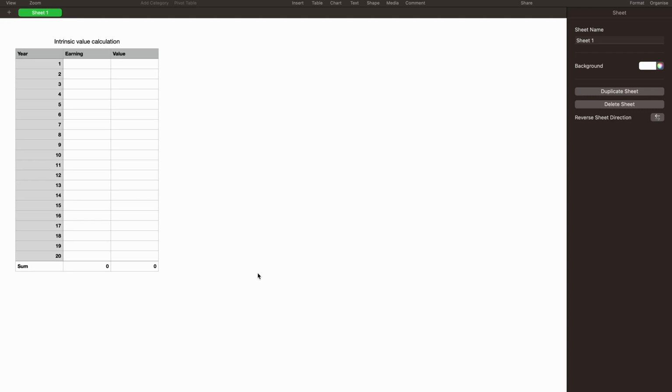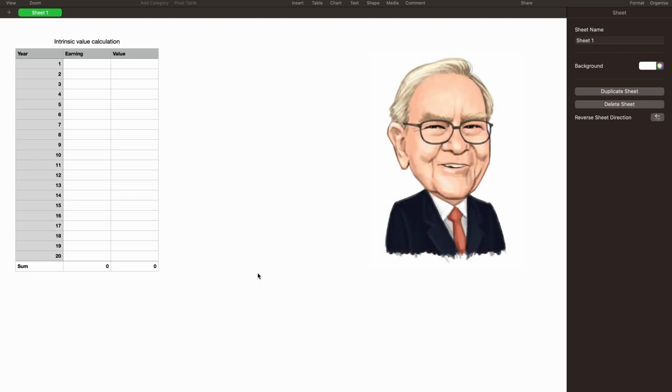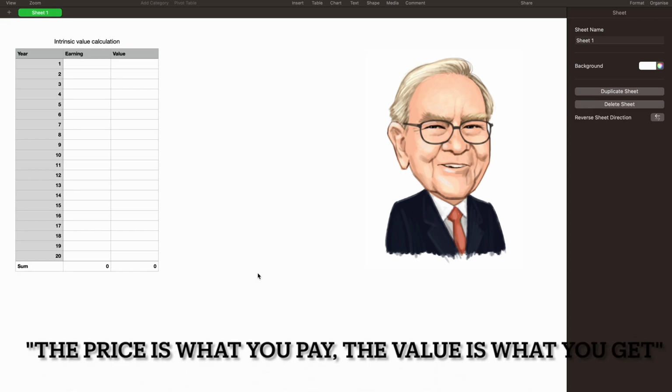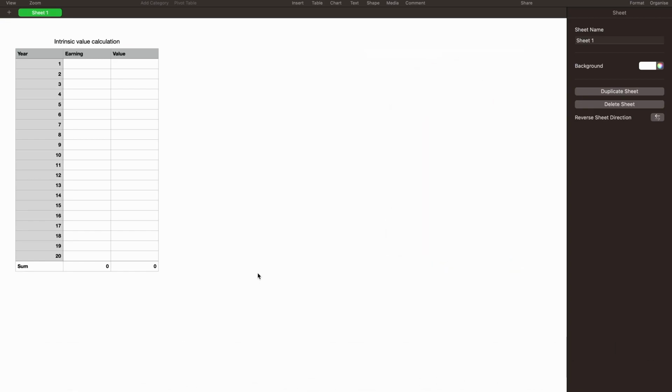The important thing to know here is, as Warren Buffett says, the price is what you pay for, the value is what you get. So we need to make sure that we are paying less than the value. That's why we do this calculation of the intrinsic value. Let's start with an example and then we can dig deeper.